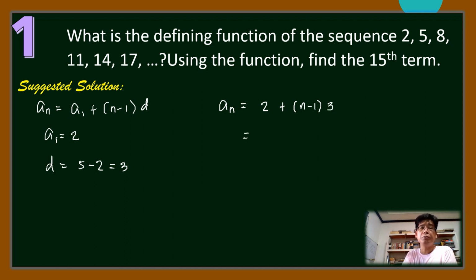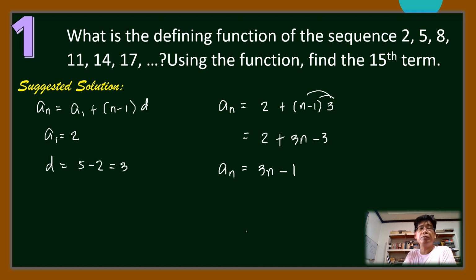Simplifying, we have 2 plus 3 times n is 3n. 3 times negative 1 is negative 3. So a sub n is equal to 3n minus 1. We have 2 minus 3, that's negative 1.